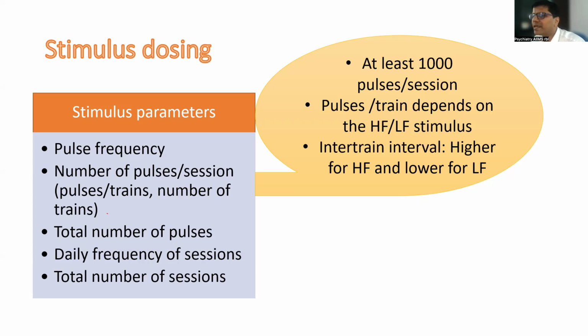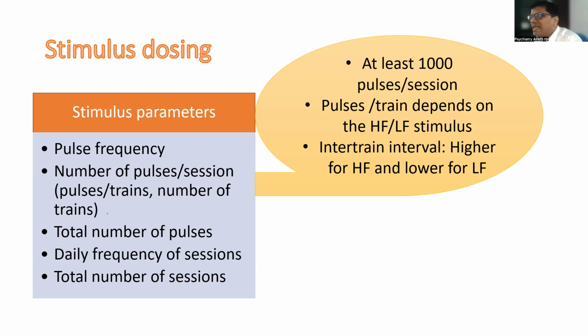That gap is the inter-train interval. Again, 40 pulses will come, then there will be a pause or a gap. Again, 40 pulses will come, then a gap. Why am I talking about 40 pulses? Because this is the first US FDA approved protocol in 2008 for depression. They used 10 hertz frequency, 40 pulses in a train. So 4 seconds will deliver 40 pulses at 10 hertz.